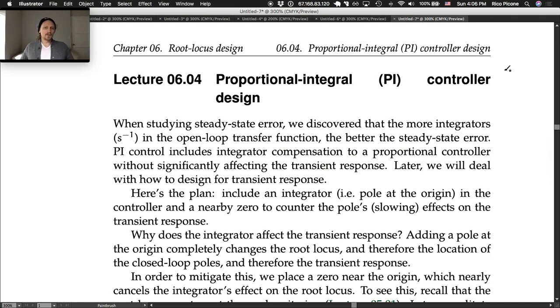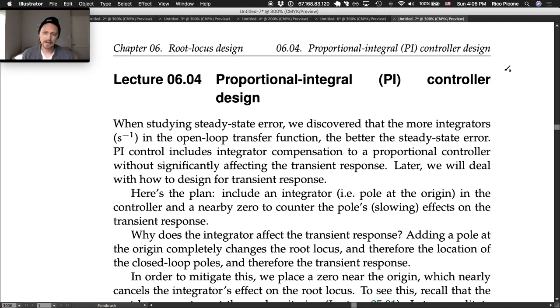So let's do some proportional integral PI controller design. When studying steady state error, as you may recall from a couple chapters ago, we discovered that the more integrators in the loop transfer function, the better the steady state error. PI control includes an integrator compensator to be a proportional integrator controller.